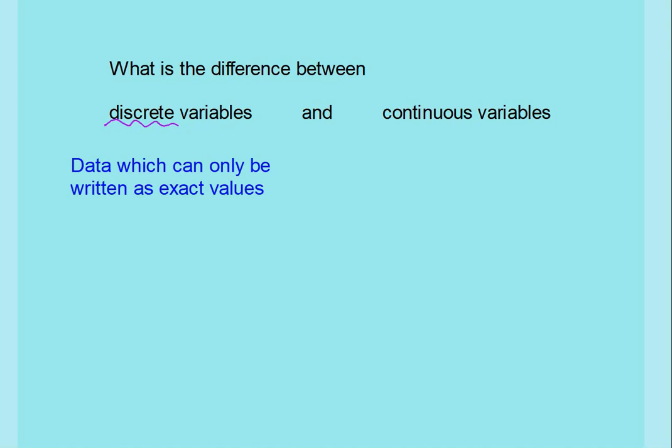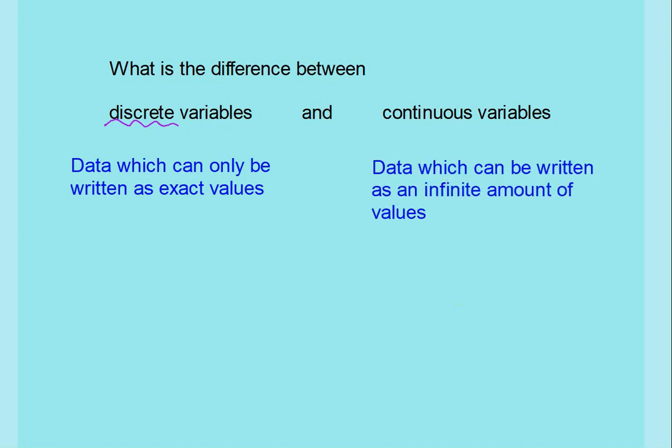Now, continuous, there's actually an infinite amount of values that data can take. So heights of people. I'm 172 centimeters. Actually, I'm not. I'm 172.4. And that 0.4 means a lot to me, as that's quite little. Right. So that's out of the way.